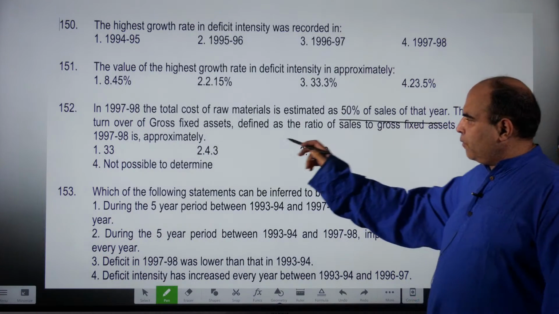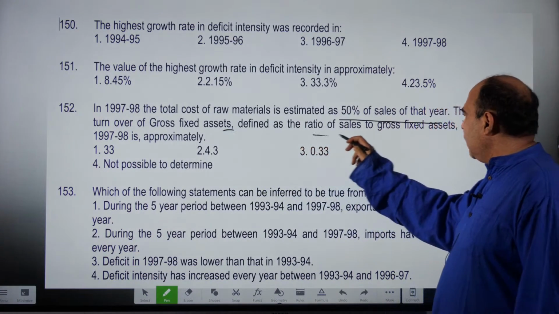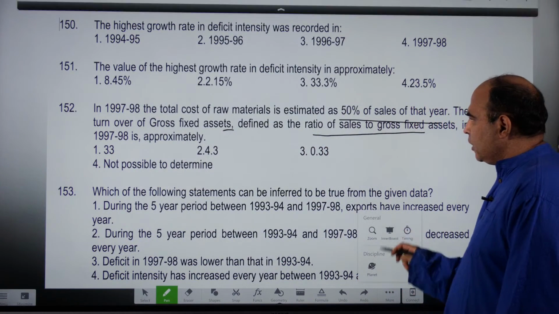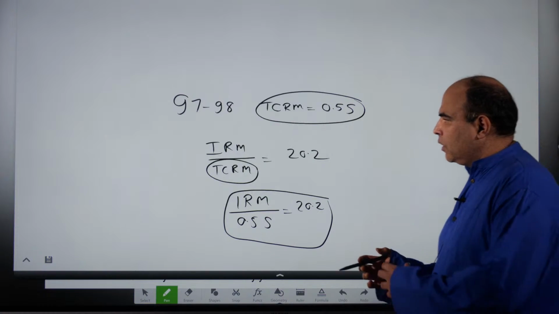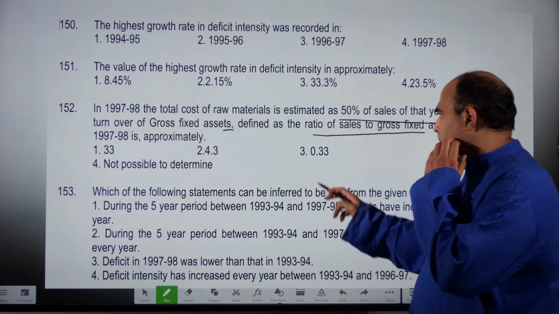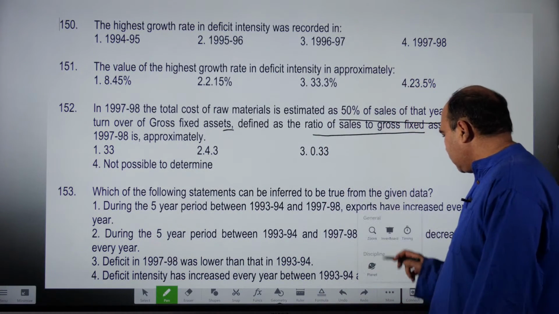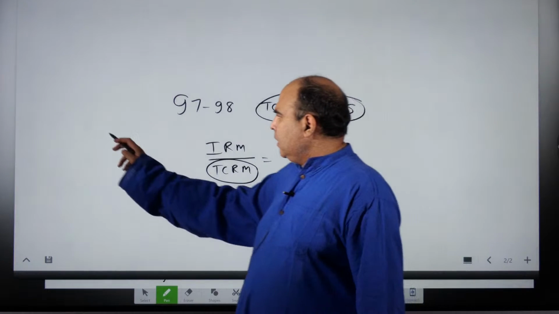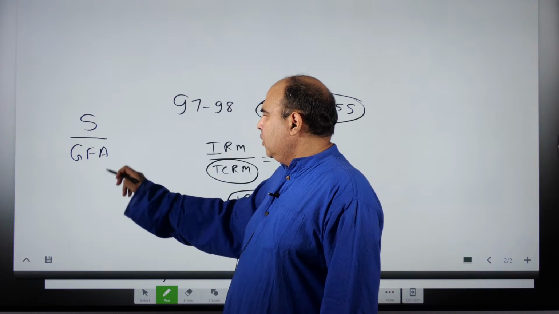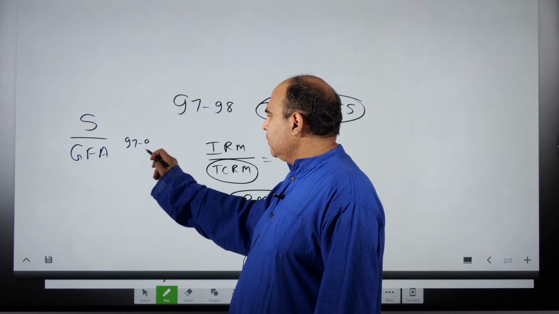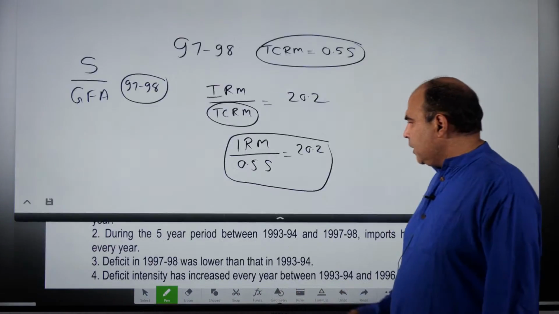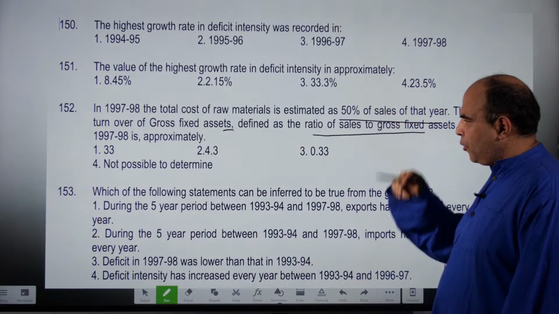Then they say the turnover of gross fixed assets, defined as the ratio of sales to gross fixed assets in 97-98, is approximately... So they have certainly asked us a question: the turnover of gross fixed assets, defined as the ratio of sales to gross fixed assets. They are asking me sales upon gross fixed assets of 97-98, and they are giving me options of 33, 4.3, 0.33 and not possible to determine.